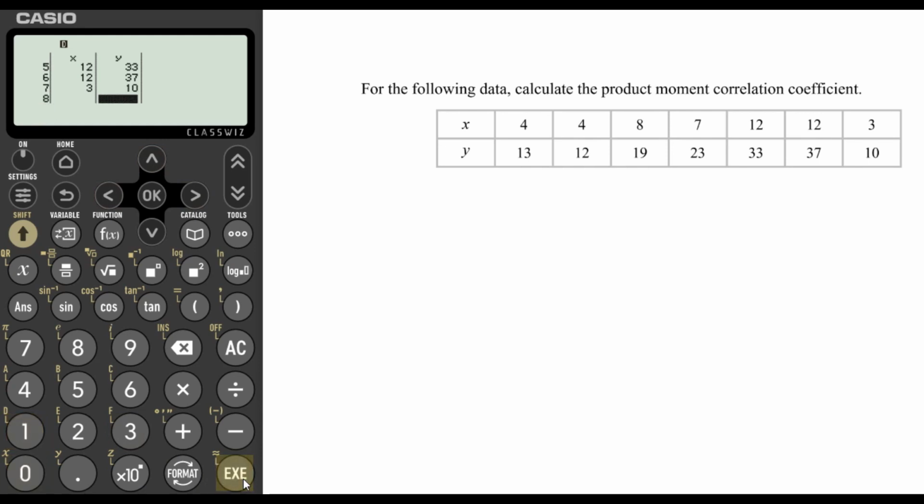Now that we have inputted all of the data, press execute. What we want is the regression results. We want y equals ax plus b. The value of r we require is 0.974, etc. The product moment correlation coefficient then is 0.974, etc.